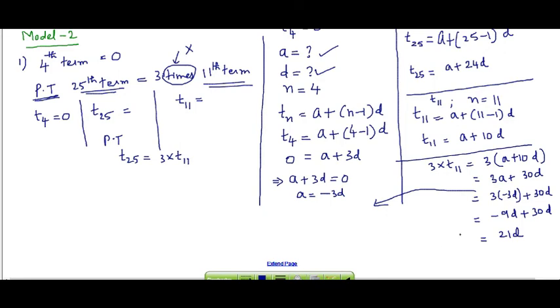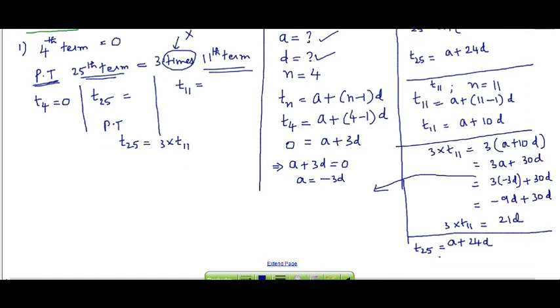Now this is 3 times T11. It is only in terms of D. Now let us check with T25. T25 is how much? A plus 24D, which is nothing but A is what? Minus 3D, again taking the same reference value. A is minus 3D plus 24D, which will give me 21D.